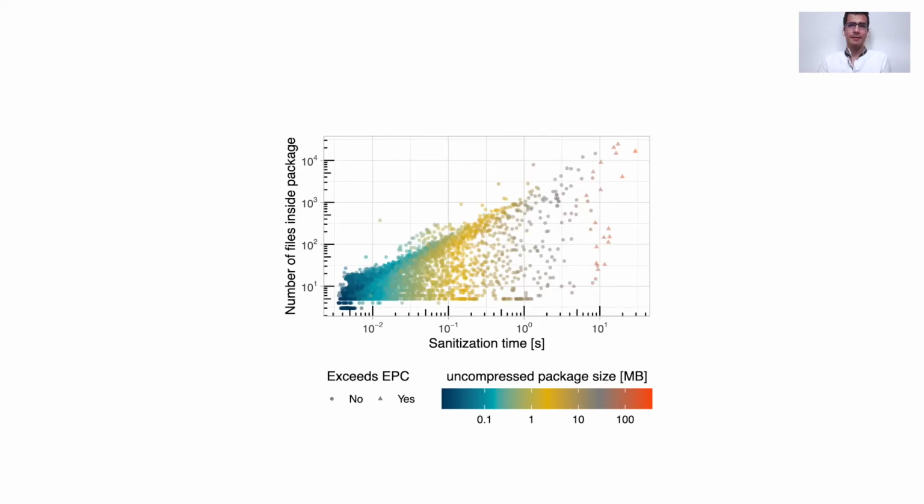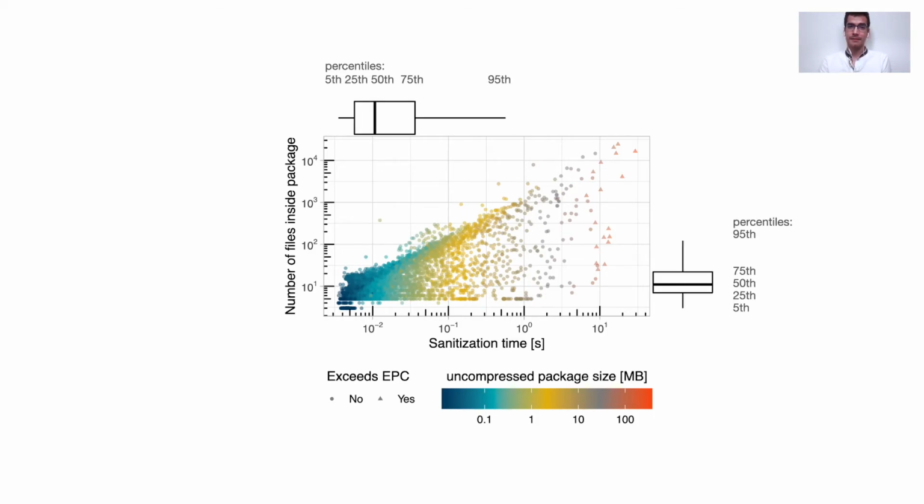We observed that the signature generation and package extraction become dominant factors of the sanitization time, causing higher sanitization times for packages with a larger number of files or larger package sizes. The sanitization time is not evenly distributed. It changes from 11 milliseconds in the 50th percentile to up to 30 seconds in the 100th percentile. We observed the highest sanitization times for packages whose sizes exceeded the available EPC memory.